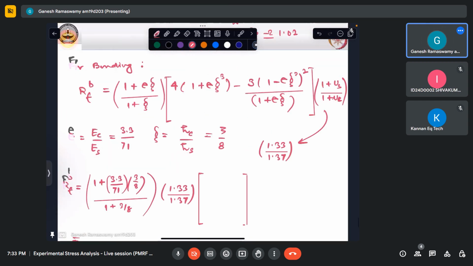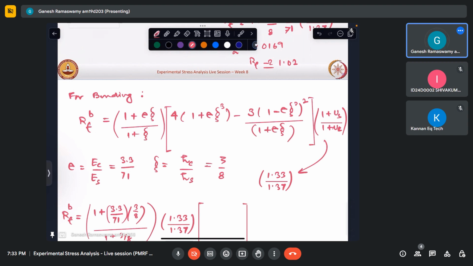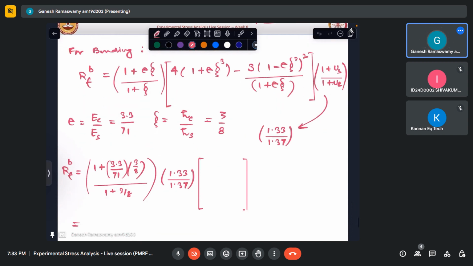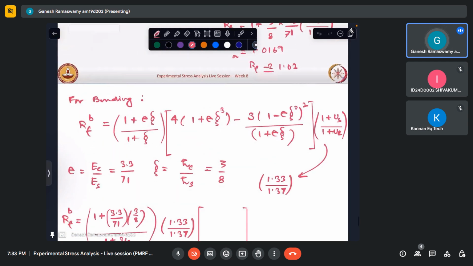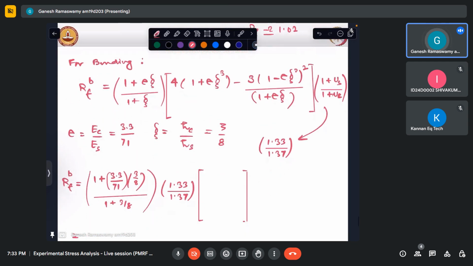So anyway, I don't want to solve this now because it's a big calculation. It is simple to do. It is just number plugging. So I would rather leave it here and when I post this, I'll post the full solution for the sake of time. So this will come from this expression. Whatever this gives, we'll get it here. Correction factor for the bending of plates.